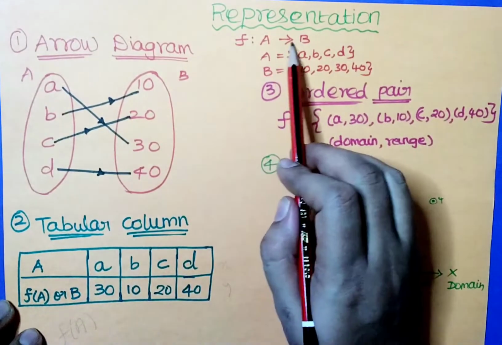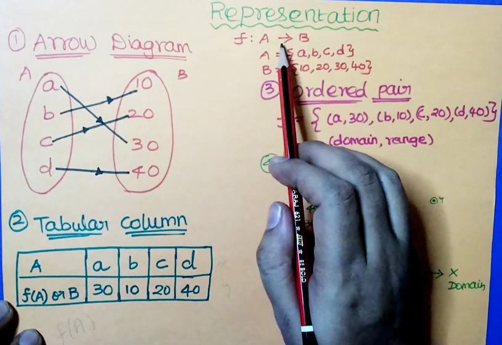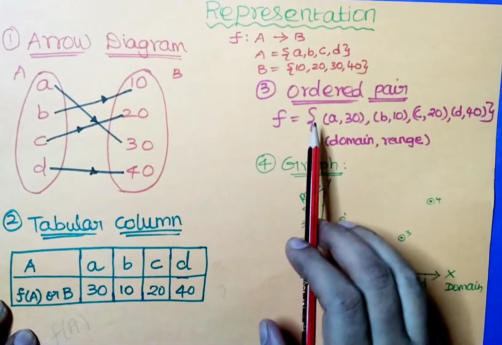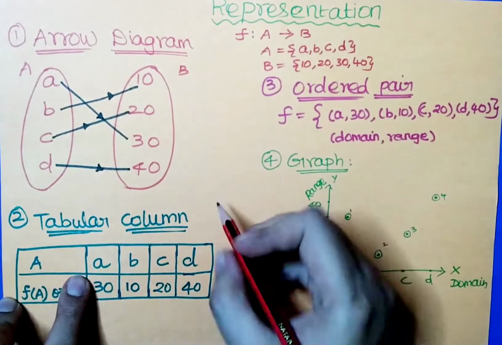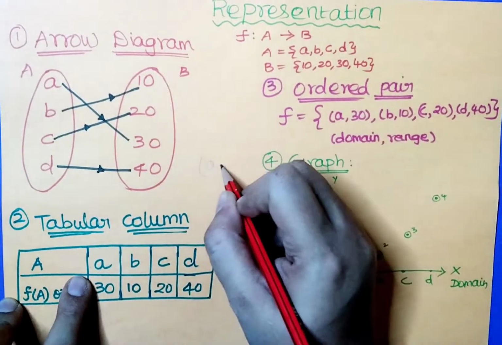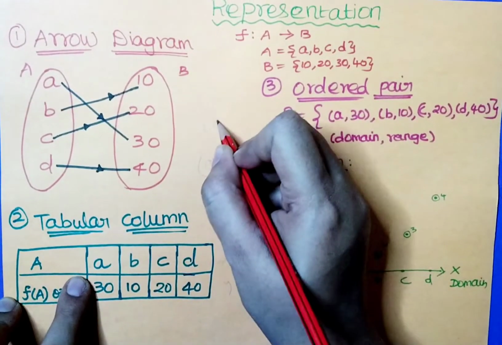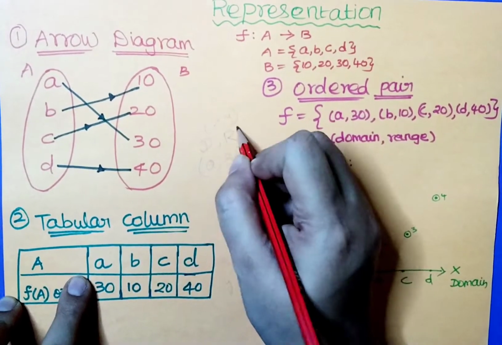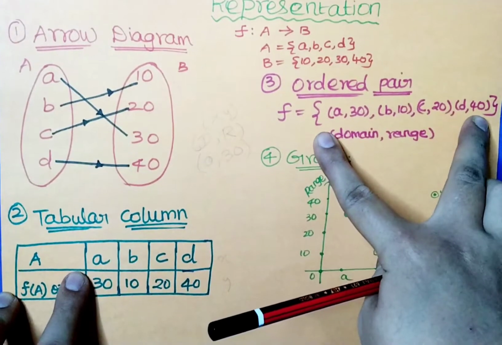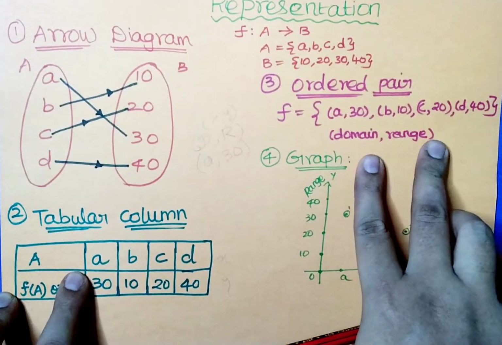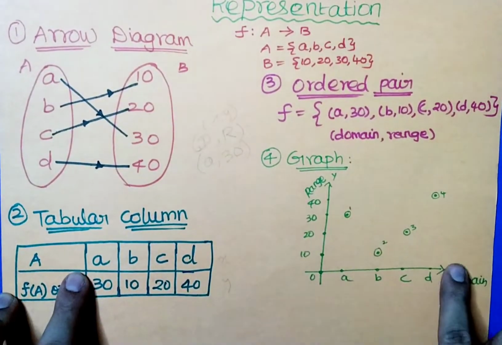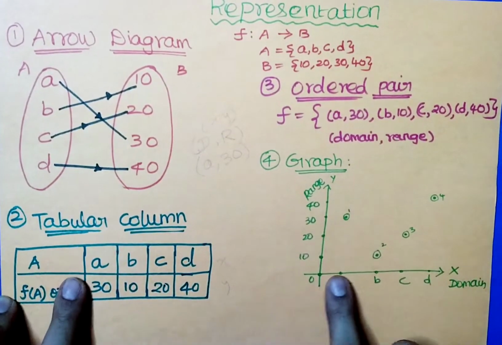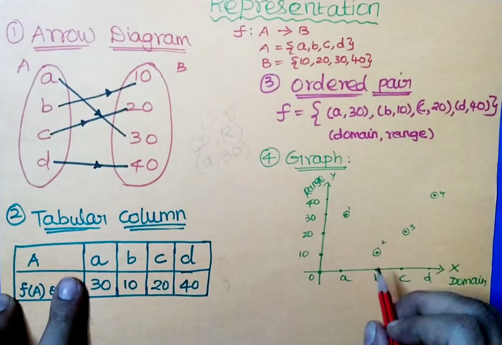And the function is actually from A to B. I should have said this in the beginning itself. Sorry. So we have the set A as a, b, c, d, and B as 10, 20, 30, 40. In ordered pairs, don't forget to write them in brackets, like how we write x and y coordinates. The same way, domain and range. This is the condition, and it is enclosed in set braces. That is important. And in a graph, on the x-axis we plot the domain and on the y-axis we plot the range, and plot the points accordingly.